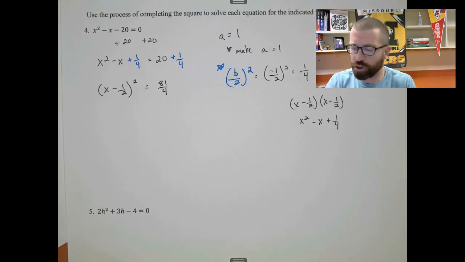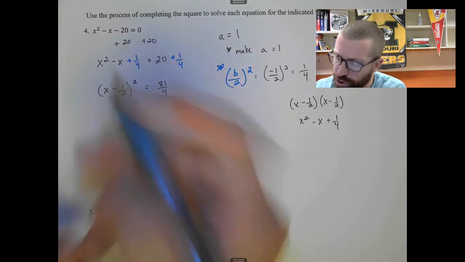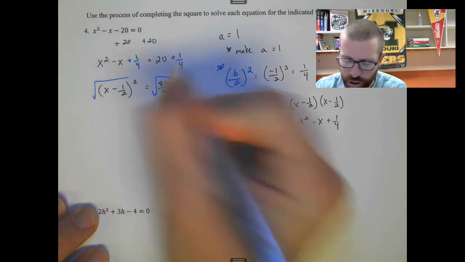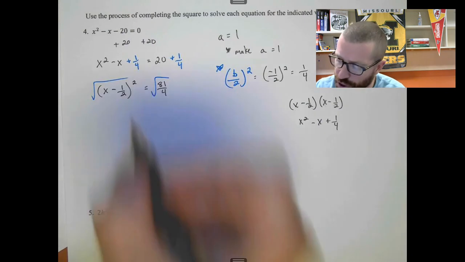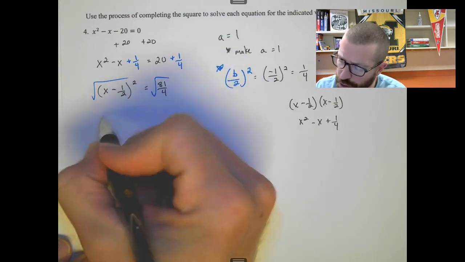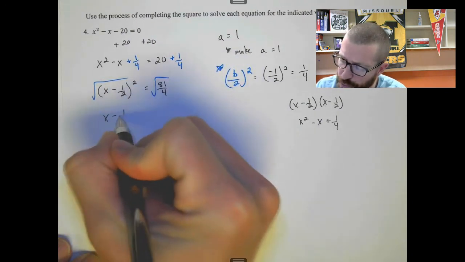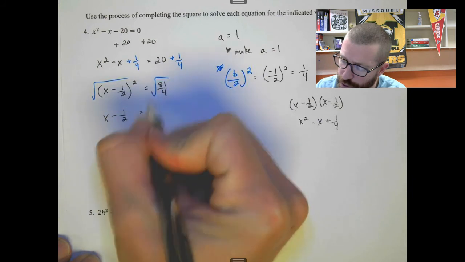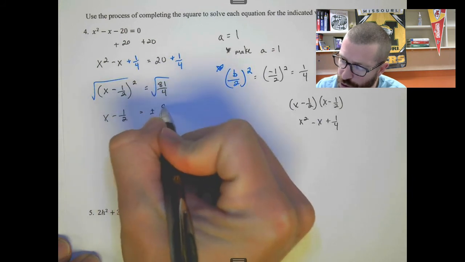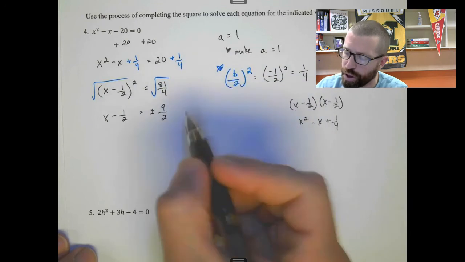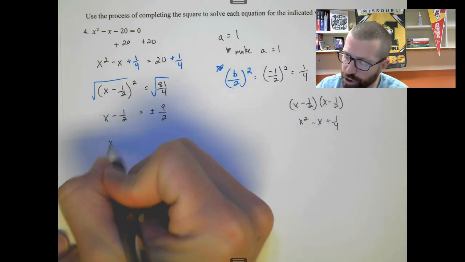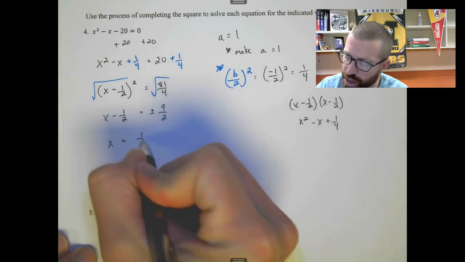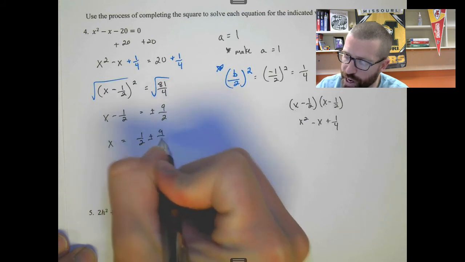So just solve the equation. So square root both sides. Remember, plus or minus. This one's kind of nice because it does have a perfect square. So 9 over 2. And then add 1/2. So x is equal to 1/2 plus or minus 9/2.